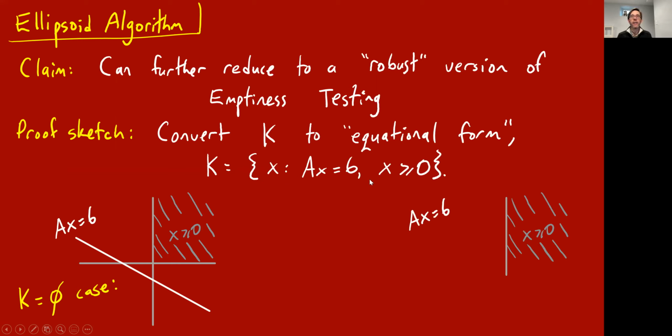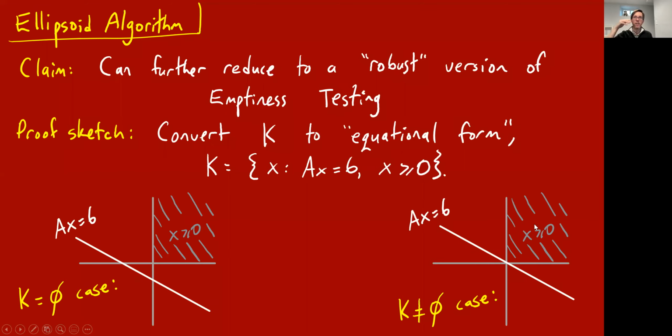And on the other hand, the case that K is non-empty is the case that the hyperplane hits the positive orthant. And typically it could hit the positive orthant in a big range of points. But the picture I've drawn here illustrates maybe the trickiest, hardest case, when the hyperplane just barely hits the corner, for example, of the non-negative orthant.